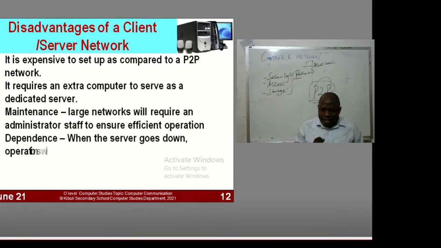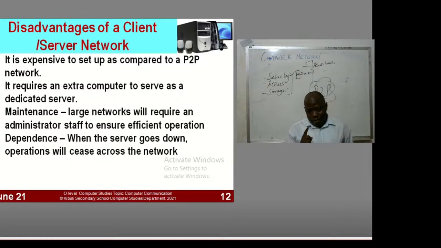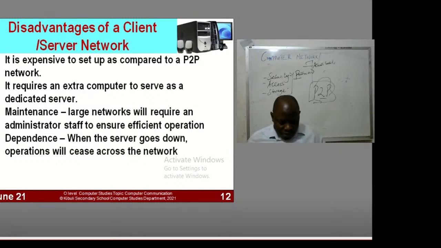And that is why we are saying the advantages are so many. Then we get to the disadvantages. That is now where we have gone. The disadvantages of what? The disadvantages of a client-server network. Now here with the disadvantages, we are going to look at some of them. Number one, you look at your screen. The disadvantages are coming up.